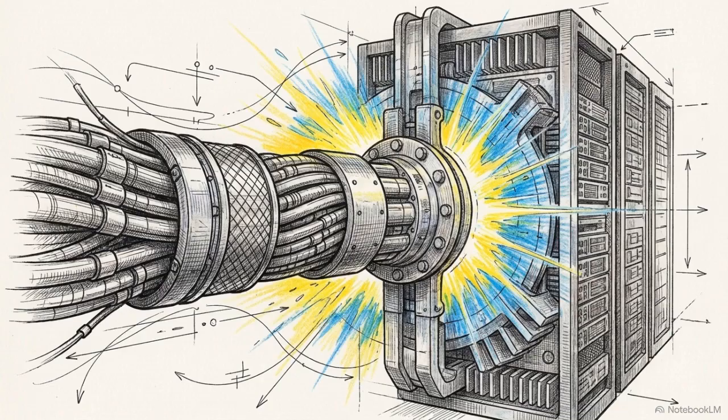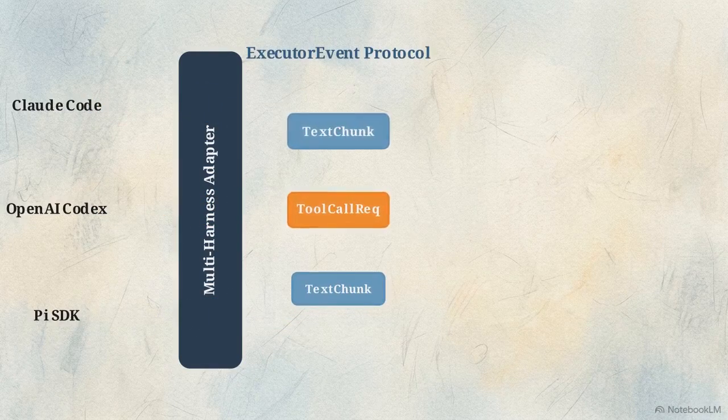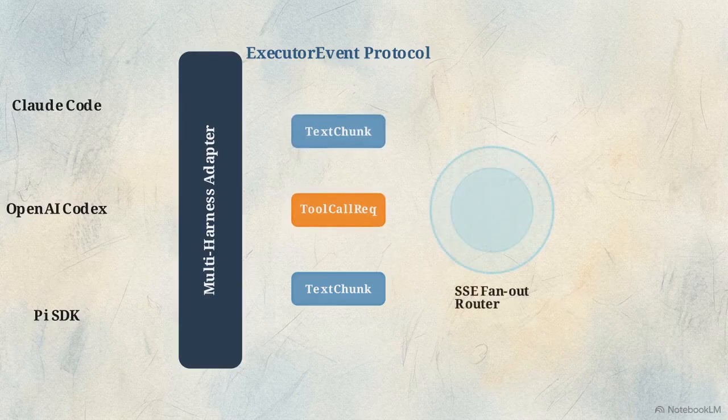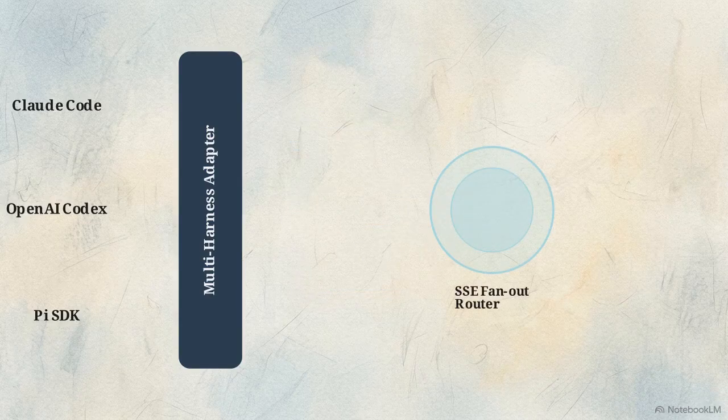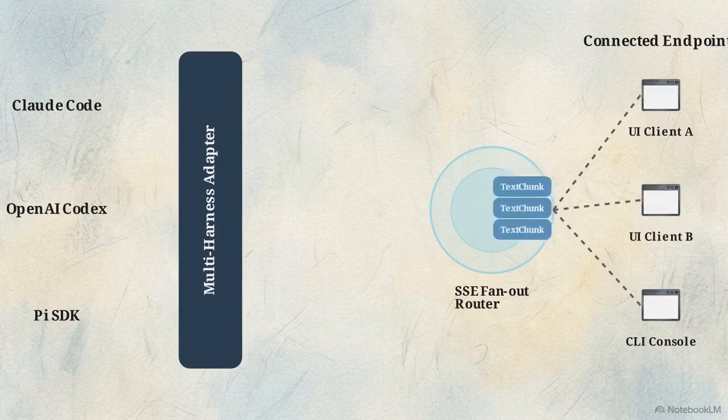Once the message array is successfully assembled, Stage 2 sends the payload to the configured LLM client for inference. This animation shows the multi-harness adapter intercepting raw, proprietary data streams returning from the LLM. It normalizes these formats into a strictly typed ExecutorEvent protocol, categorizing them into uniform structures like TextChunk or ToolCallRequest. These events are instantly broadcast outward to connected clients.